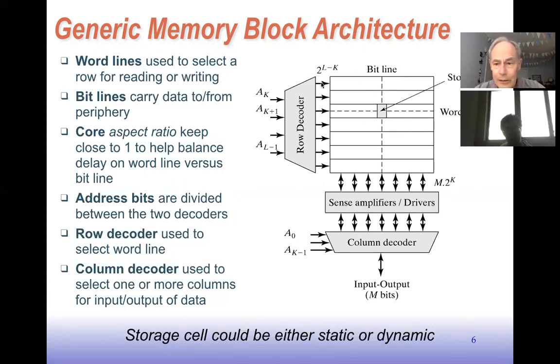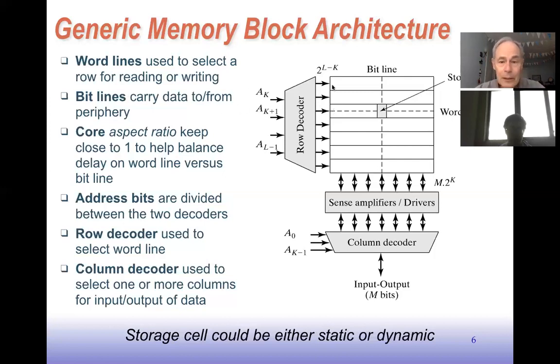There's word lines, and these word lines extend through the array. A word line is used to select a row for reading or writing. So it's like an enable line that extends across the whole row here, and allows us to either write or read an entire row in the memory array.